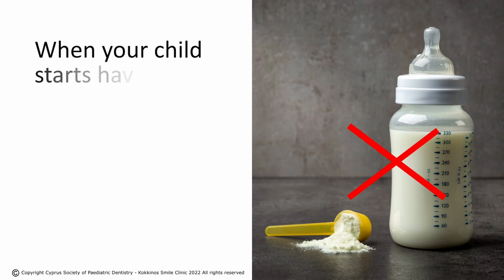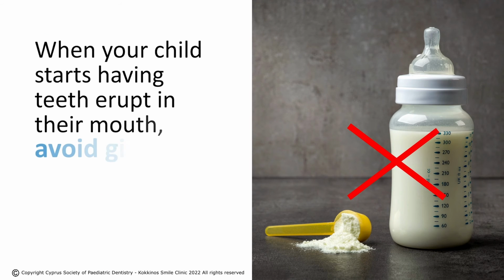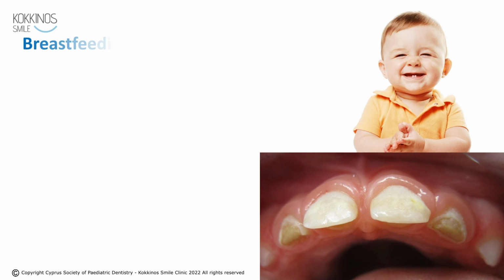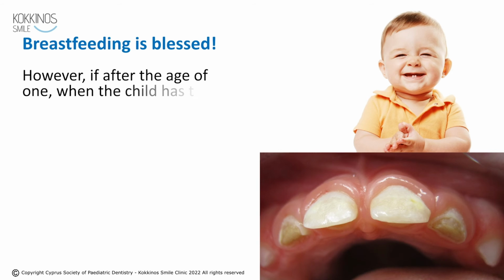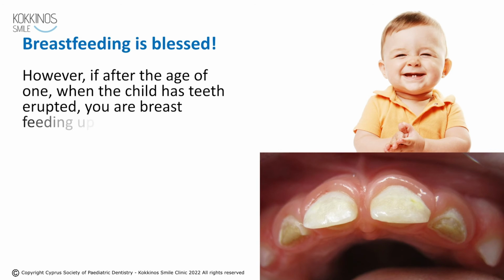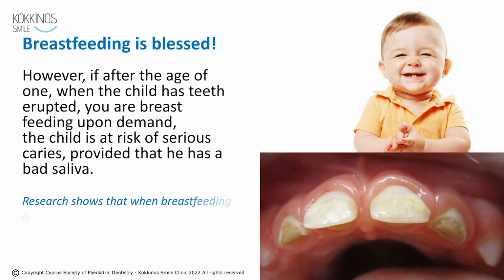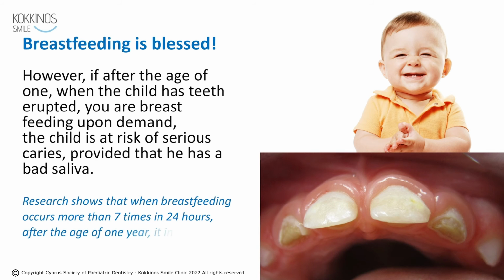When your child starts having teeth erupt in their mouth, avoid giving them a milk bottle during the night. Breastfeeding is blessed. However, if after the age of 1, when the child has teeth erupted, you're breastfeeding upon demand, the child is at risk of serious caries, provided that he has a bad saliva. Research shows that when breastfeeding occurs more than 7 times in 24 hours after the age of 1 year, it increases the risk of the baby getting tooth decay.